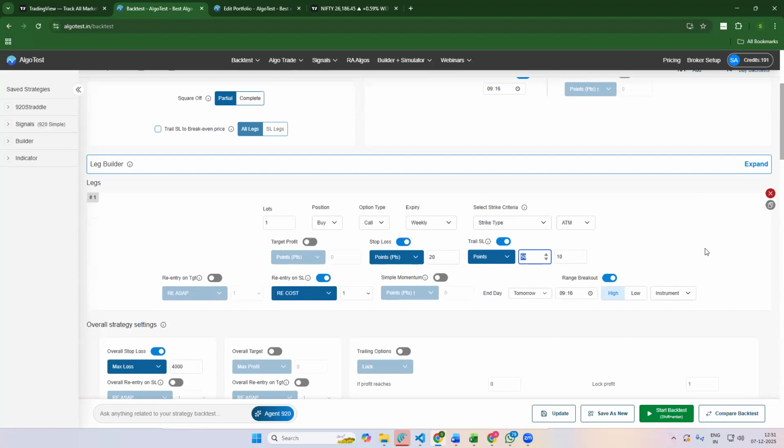60 points. See, this is only an idea. Everyone has to put in their efforts to make it more profitable and to make more alpha out of it.